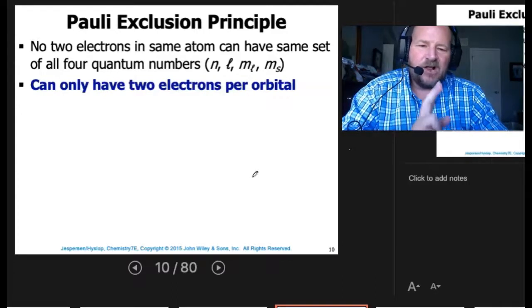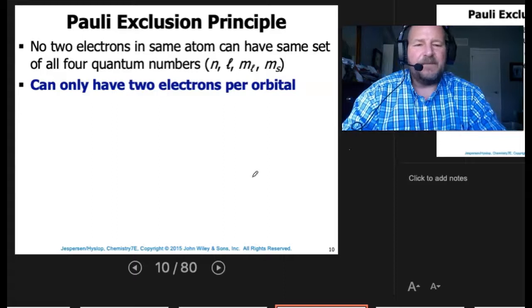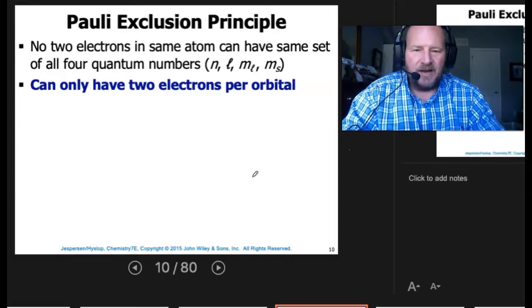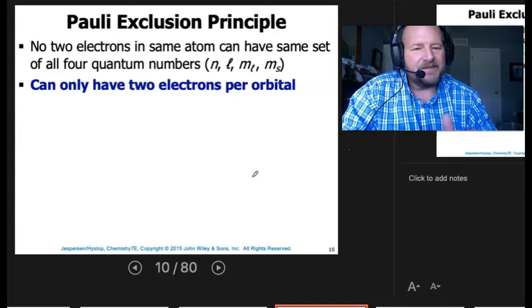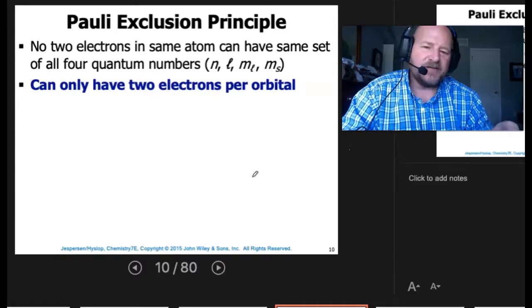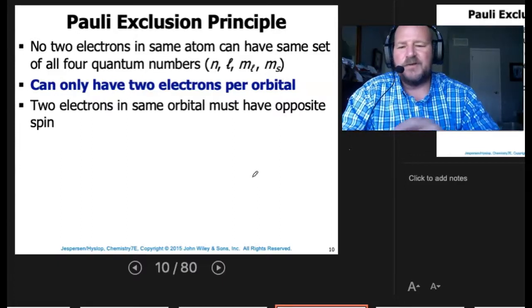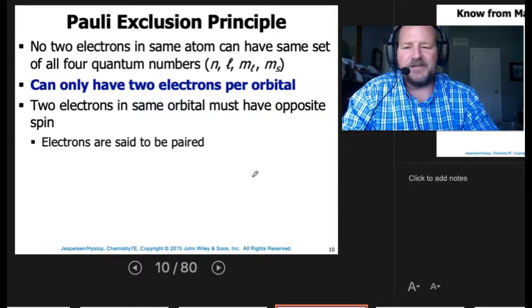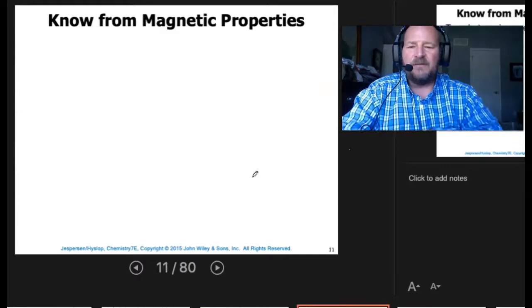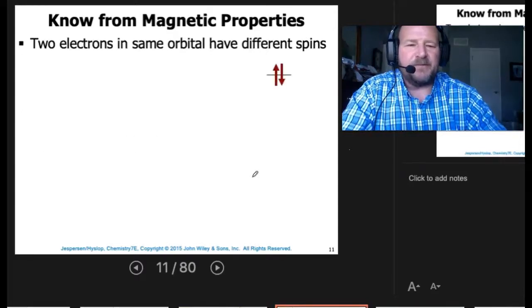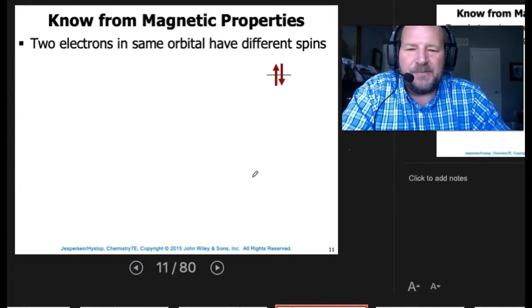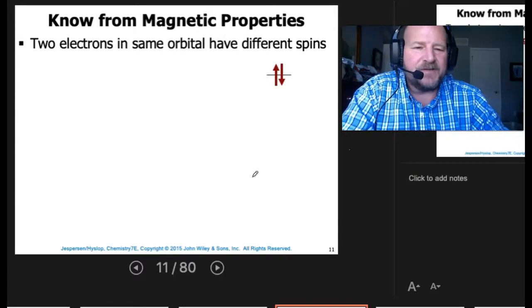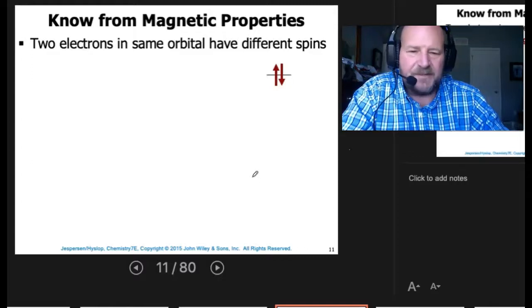So 2 of them could have the same n, l, and m sub l, but then the m sub s has to be +1/2 or -1/2. So 2 electrons in the same orbital must have opposite spin. And so the electrons are said to be paired. Now, we know this from magnetic properties. 2 electrons in the same orbital have different spins. We represent those with arrows. One pointing up, one pointing down. Doesn't matter which is which.